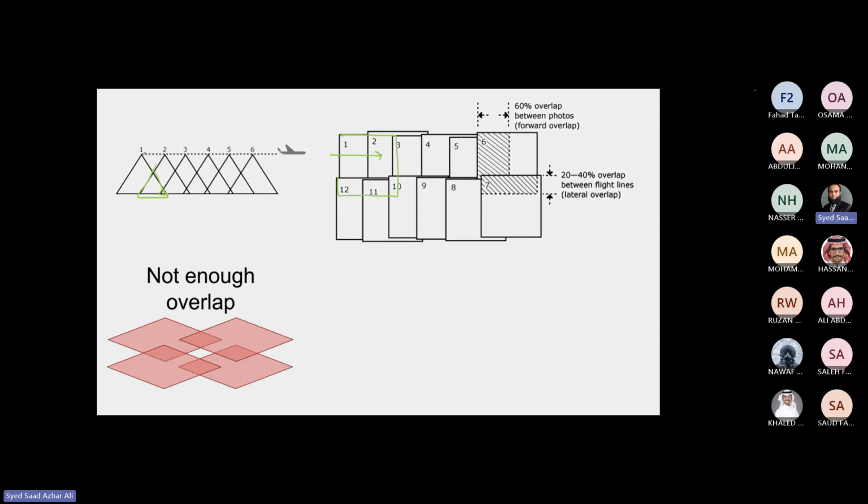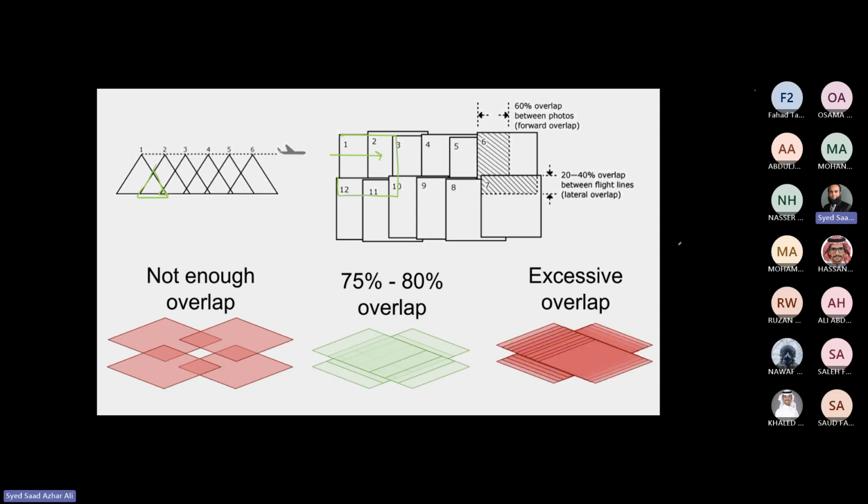So a good flight plan should not have any gap between the images that we have taken. So there is not enough overlap. And this could be a good overlap, actually very good overlap, 75 to 80%. Very good. 60% is also not bad. Okay, but it could be excessive overlap.